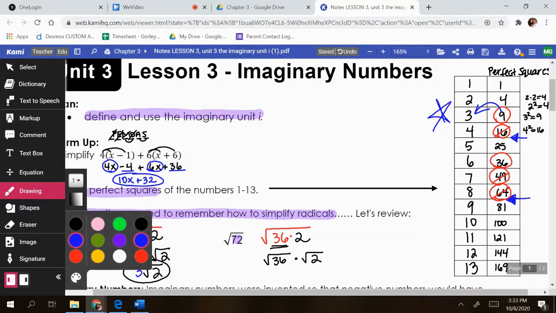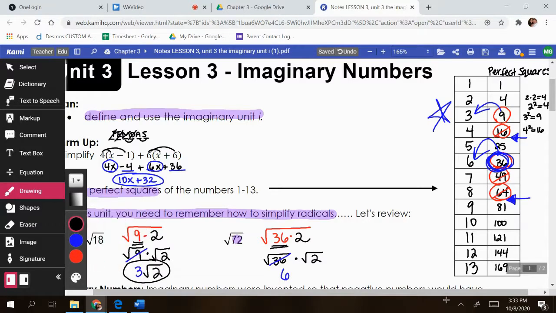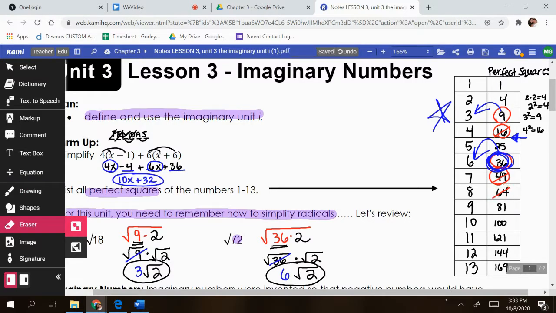Okay, let's simplify the square root of 36. What is 36 a perfect square of? 6. So I can simplify this because it's perfect. It's going to leave the root, and then 2 is not perfect, so it has to stay at home underneath the radical. All right, and that's how we simplify square roots.